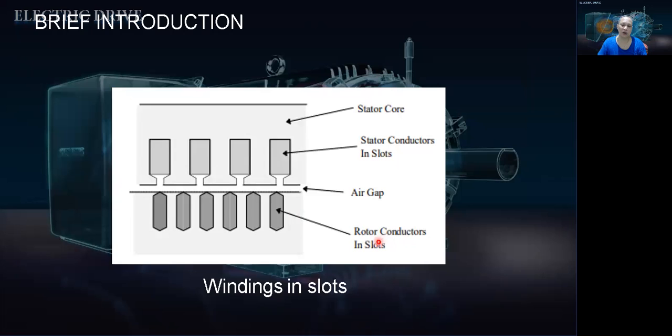You can see the rotor conductors in slots here. I'm sorry, I forgot the word, but I'll try to remember and talk about it later in class. That's where we can have the magnetization happening on that slot, on that bar. So that's how it works.